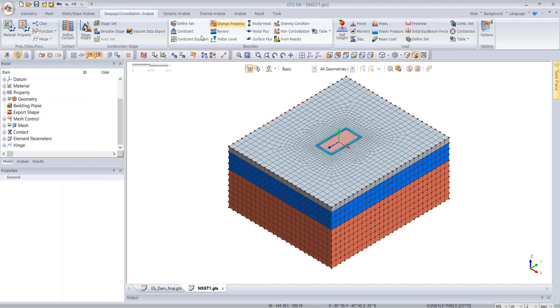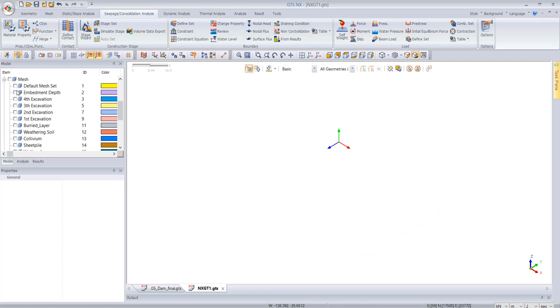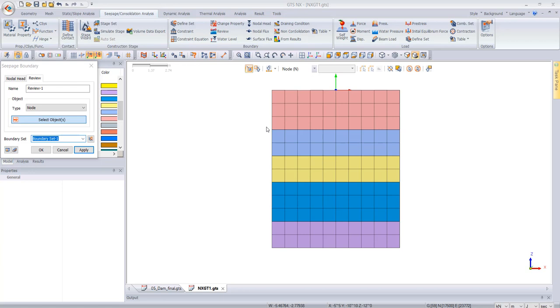So we go back here to the meshing and we close everything. We open the embedment depths and the layers of excavation, and we come here like this and start to review our seepage at this level, and we say stage one, and we review at this level and say stage two, and at this level stage three, and finally stage four. So now we are reviewing our seepage.